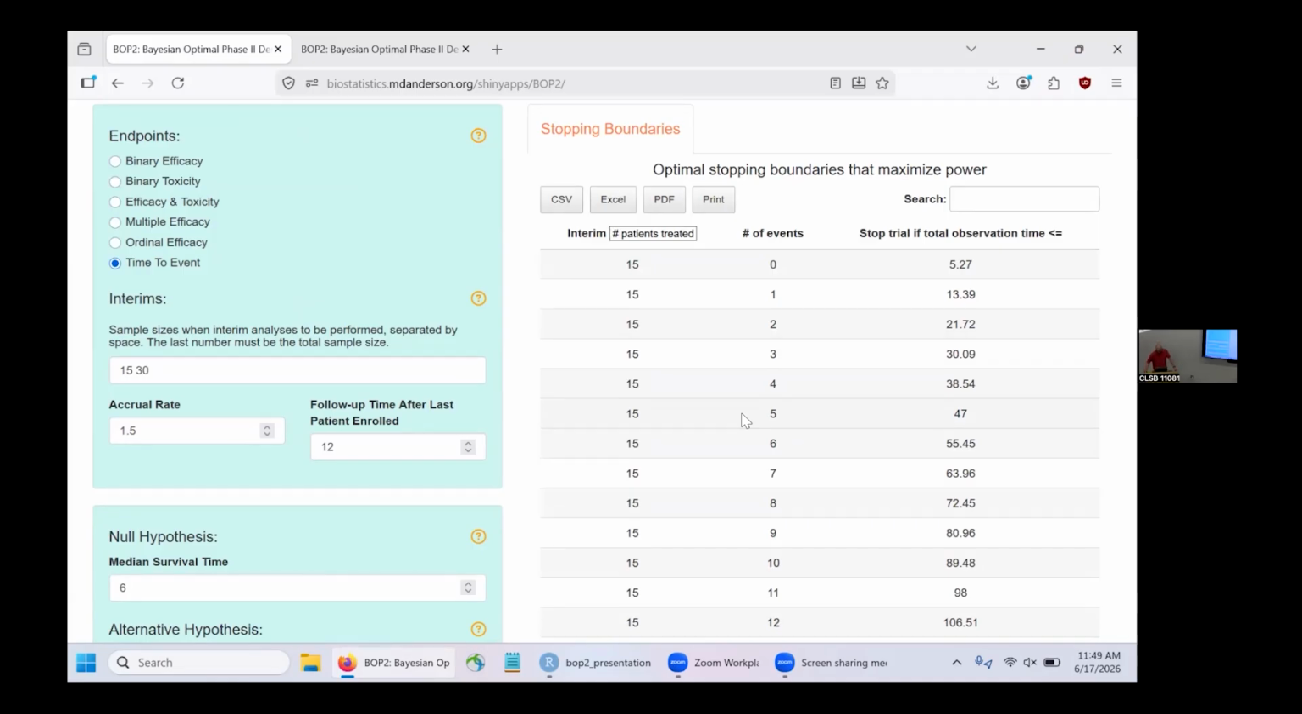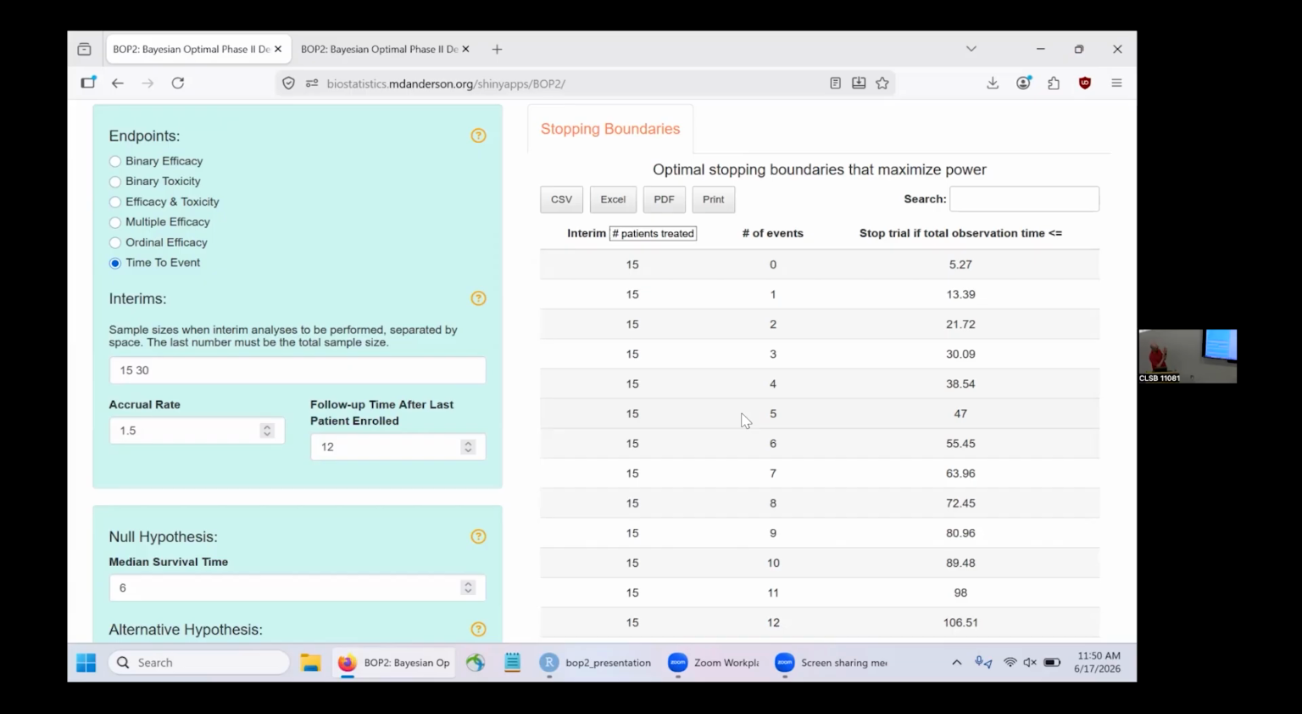Is anyone, some brave volunteer, maybe not Professor Yuan, want to talk through the reasoning for why we're doing this? Why is it that for a fixed number of events, we're going to stop the trial if the total observation time is less than or equal to some value?